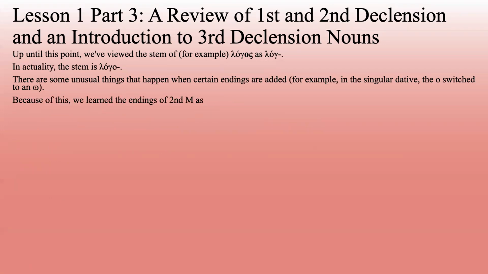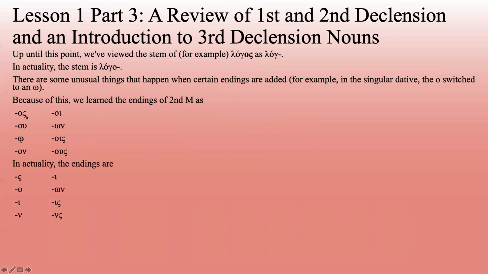So because of this, we learned the endings of the second masculine as as, u, o, an, oi, on, ois, us. Now you'll notice there's an omicron or an omega in there somewhere in each of those. That's because the omicron is actually part of the stem and the ending is something a little bit shorter, but that would have been far too difficult to introduce you to at the very beginning of Greek 1. So we simplified and said that these were the endings, when really these are the endings.